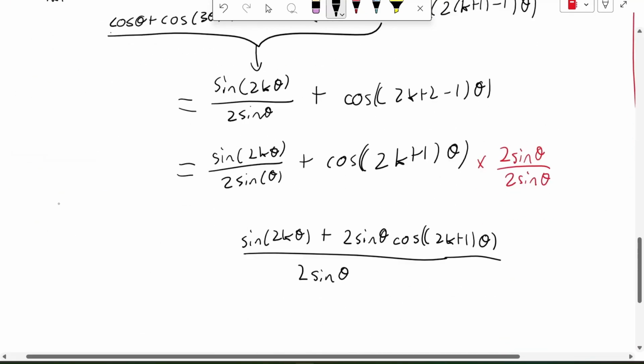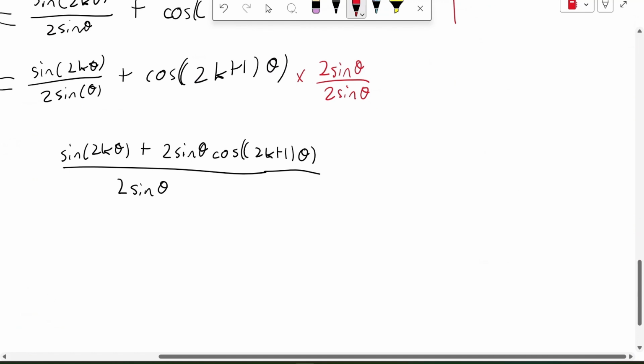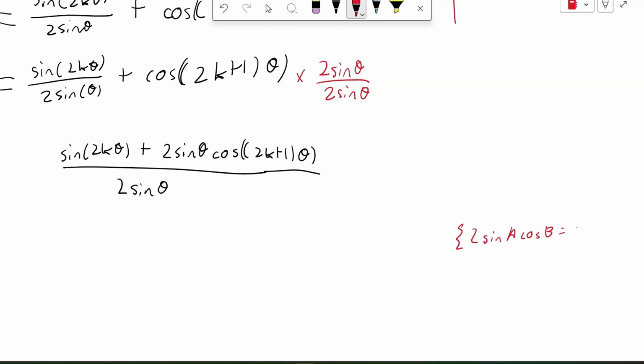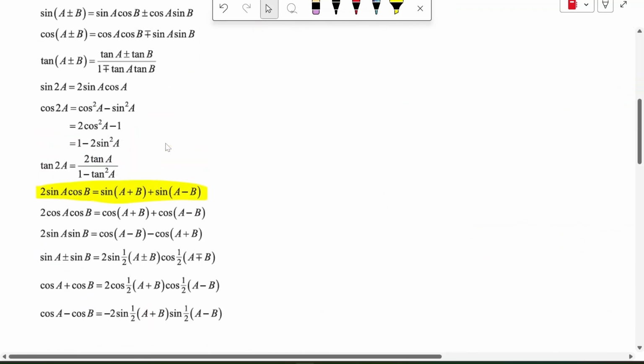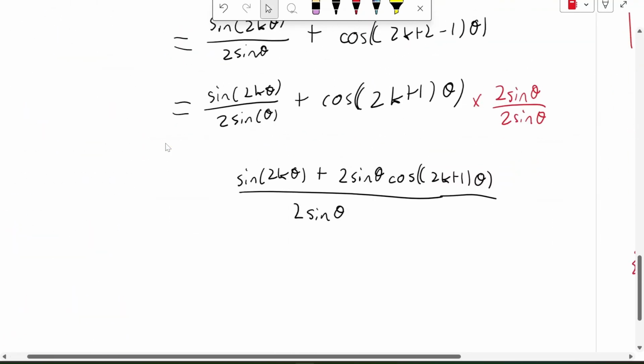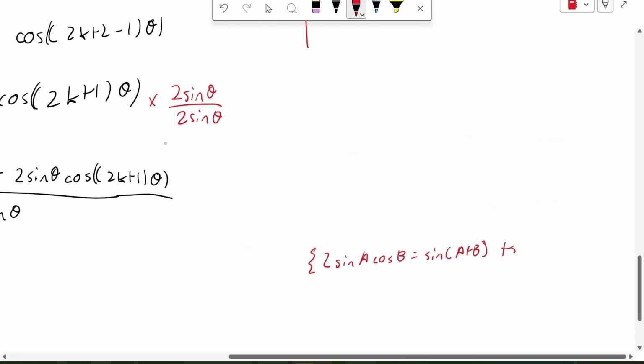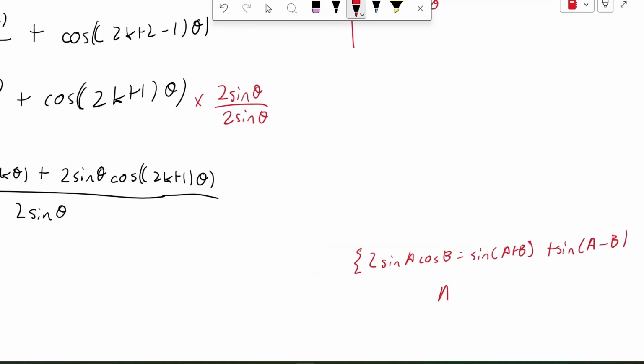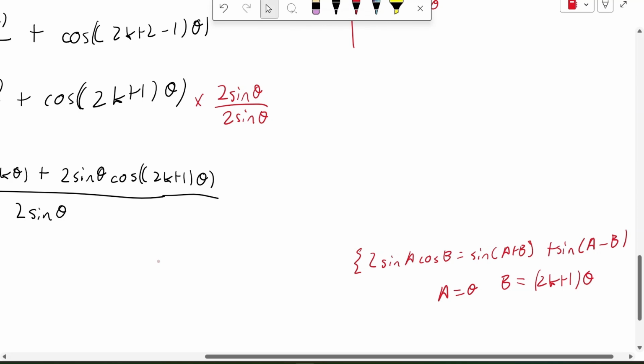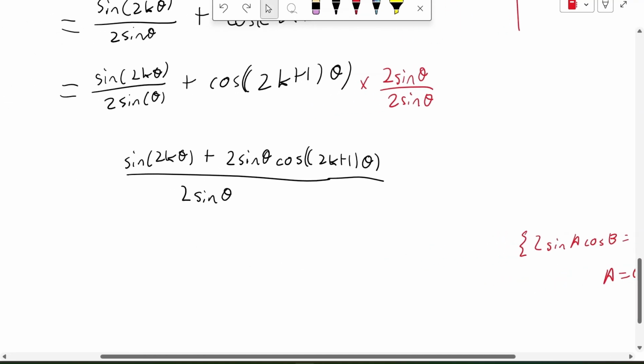So just to write that identity, so that is 2 sine A cos B. That is sine of A plus B plus sine of A take B. And in this situation, we're going to have A being theta, and B is 2k plus 1 lots of theta. And that should match everything up to what we've got in this little expression here. Okay, so let's see what we get.